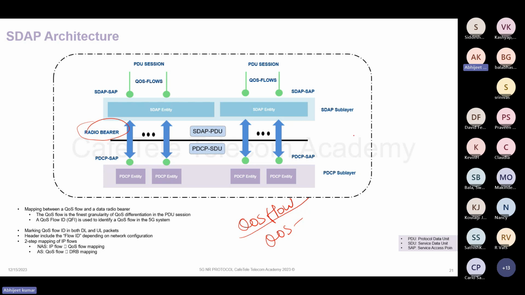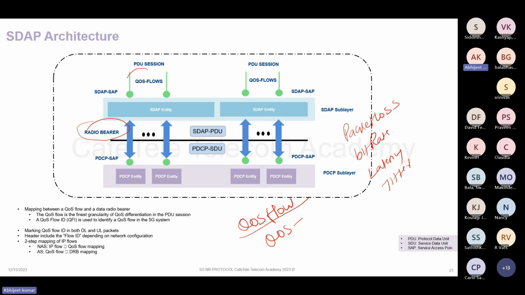So that's why these characteristics we are checking here: packet loss, bit rate, latency, jitter. Okay, so all these things we are saying, and based upon that we deliver and provide better service quality. So what is the role of this QoS flow in the SDAP?